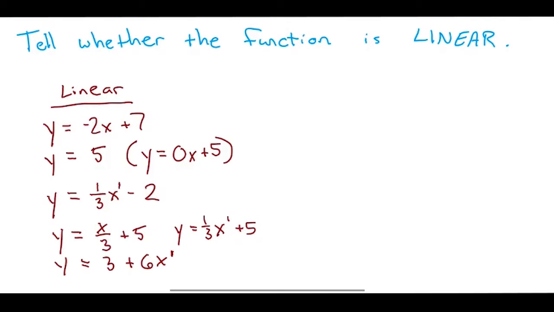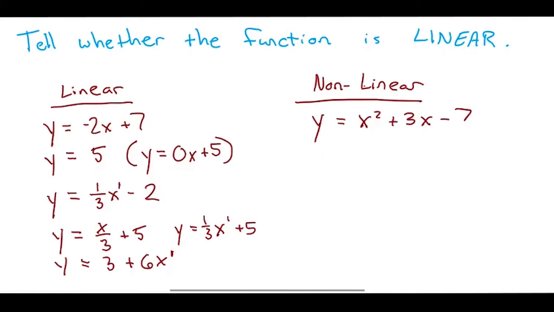Now, nonlinear functions might look something like this. y equals x squared plus 3x minus 7. Well, this has an x to the first power in it, but it also has an x to the second power. So this is not linear, or we would refer to this as nonlinear.